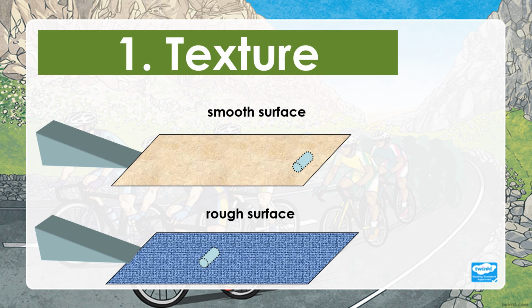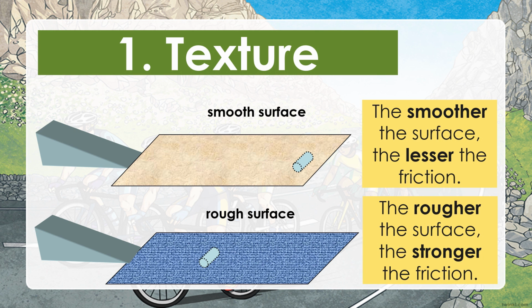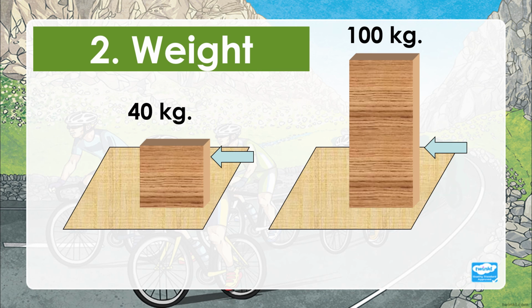By that video, we can say that the smoother the surface, the lesser the friction. Again, the smoother the surface, the lesser the friction. And the rougher the surface, the stronger the friction. One more time. The rougher the surface, the stronger the friction. Very good, everyone.